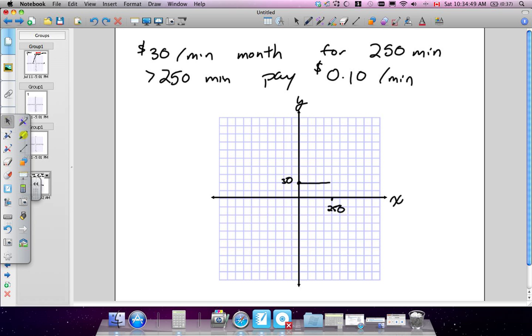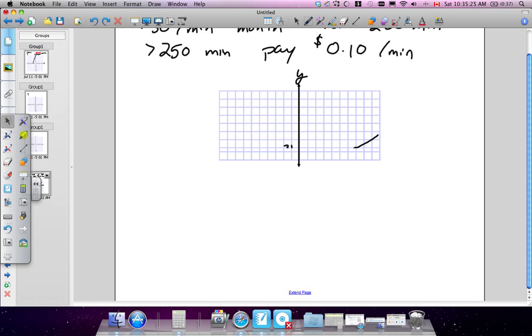So, for the first 250 minutes, my phone bill is $30, okay? As soon as I start going a minute over, my phone bill goes up. So let's say I was at 260 minutes, for argument's sake, okay? That's another 10 minutes. That's going to cost me another $1. So I know this isn't to scale, we'll say that's 31. I'm now going up at this rate, okay? And it's continuously going like that.